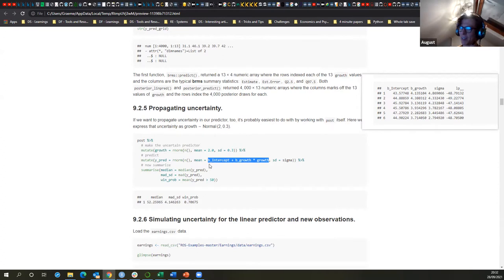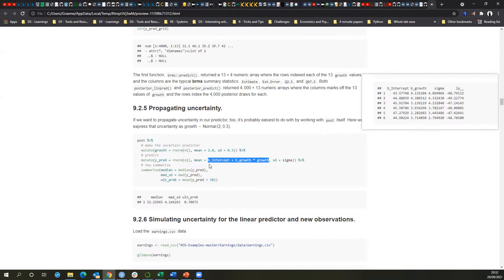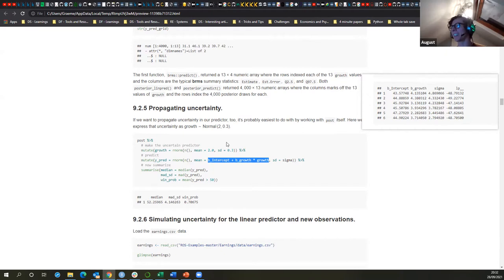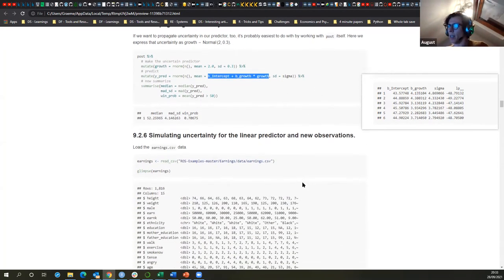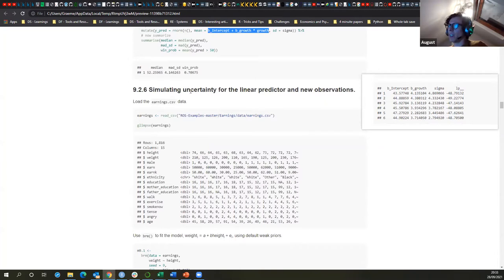Does that make sense to everyone? Yeah, kind of. That's a pretty cool idea, actually. I hadn't thought of adding uncertainty into the value you want to predict on. I suppose it could be measurement error or something like that. Okay, simulating uncertainty in linear predictions in your observations.